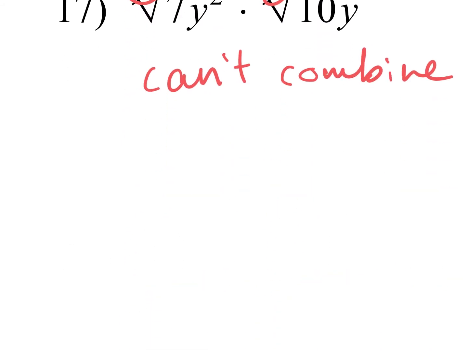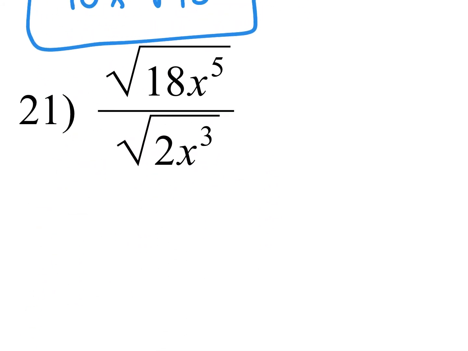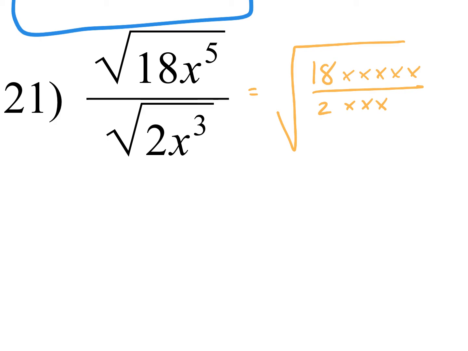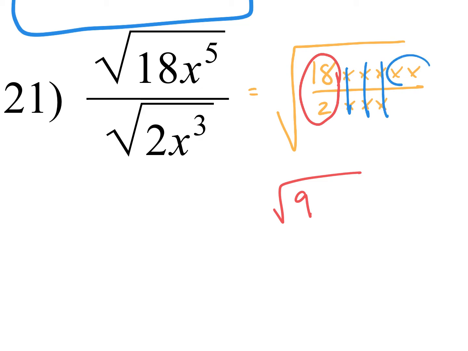All right, let's do 21. Can I combine these together? Yep. They have the same index. So I have 18 and 5 x's on top, and then 2 and 3 x's on the bottom. So starting with the numbers, can I simplify 18 divided by 2? Yep. So that would be 9. And then how would I simplify the x's? Subtract. I could do 5 minus 3 or just cancel them out. So how many x's am I left with? 2.